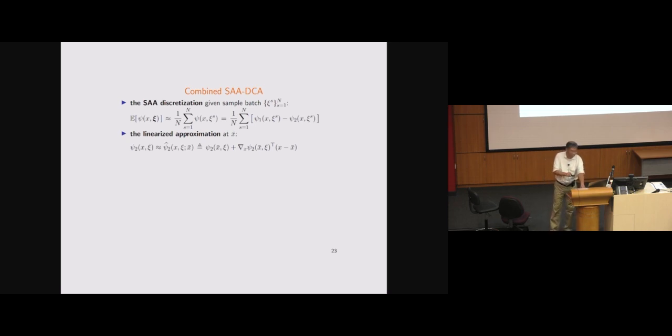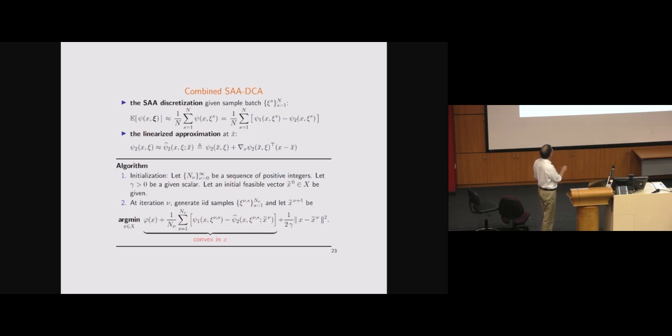So now once you have that, you have the combined SAA method with the standard DC algorithm. No big deal. You take a sequence of positive integers, which are the sample batches, the number of samples you take, and then at every iteration you generate i.i.d. samples and you solve a convex problem. So I still very much rely on convex programming methods. Any advances in convex programming I can borrow into the non-convex domain, just one step.